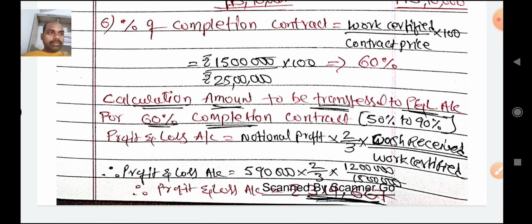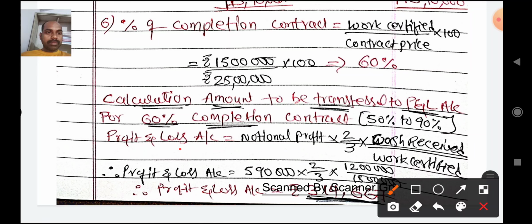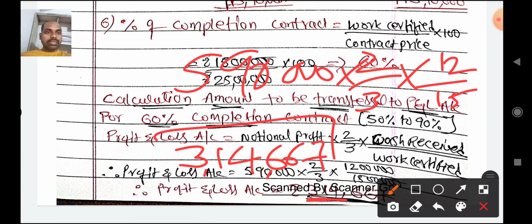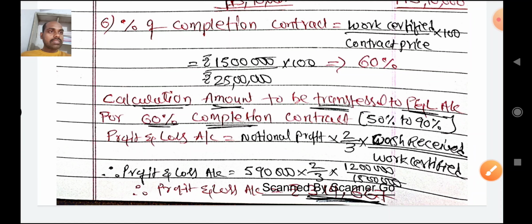Sorry, the amount will be equal to, here it came out wrongly scanned, that will be 3 lakhs, I am writing here 14,667. If you want, you can calculate 5,90,000 into 2 by 3 into 12 divided by 15, I omitted the zeros for calculation. So it will be 3,14,667. That ends the answer.